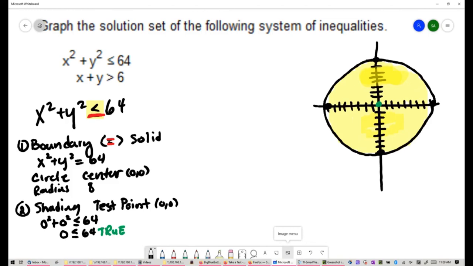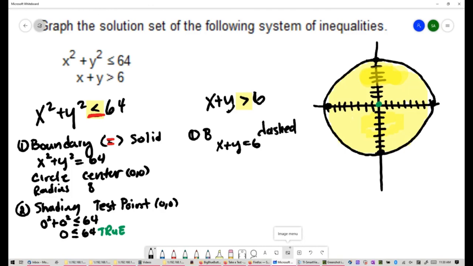So then we're going to move on to our second inequality. x plus y is greater than 6, and I want to draw the boundary. And in this example, our boundary is going to be drawn as a dashed line because our inequality does not include the equal to. So our boundary is x plus y equals 6, but that boundary is not included in the solution set because we don't have the equal to.